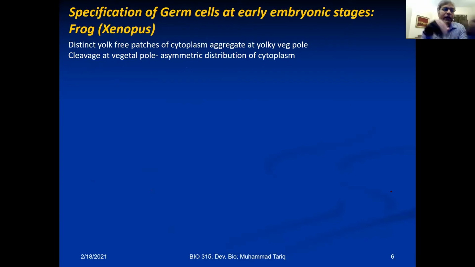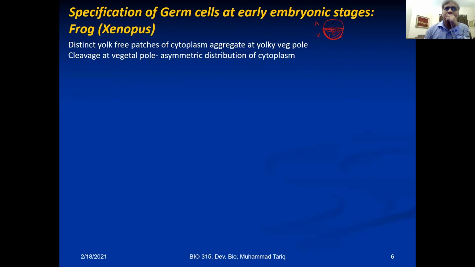So let's look at another organism, frog, and how the germ cell specification takes place at early embryonic stages. You remember during our earlier lectures, we learned that the frog oocyte is quite big. You have animal pole and vegetal pole. And most of the time, the vegetal pole on the ventral side has the yolk. However, there are distinct yolk-free patches of cytoplasmic aggregate in this region, in the vegetal pole, okay? There is yolk, but there are distinct yolk-free regions here.